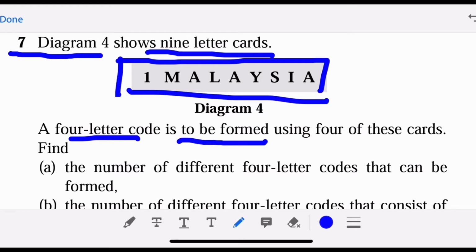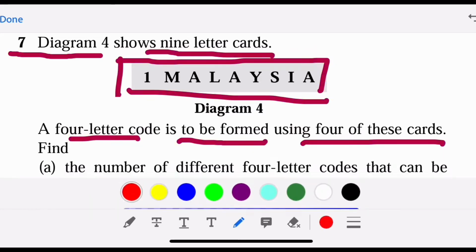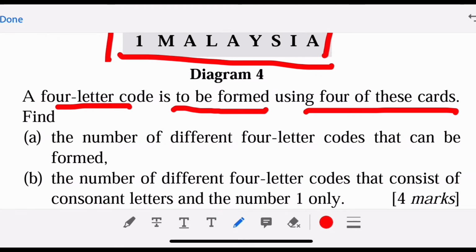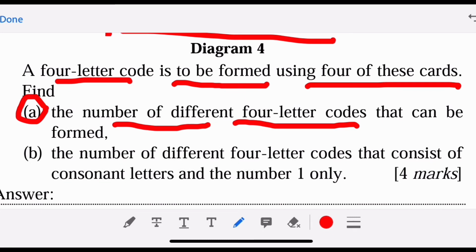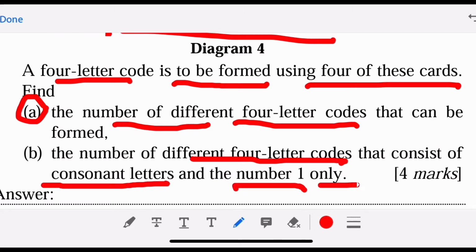is to be formed using 4 of these cards. Find the number of different 4-letter codes that can be formed. The number of different 4-letter codes that consist of consonant letters and the number 1 only. Consonant letters only and number 1 only. Be very careful when you read the question.